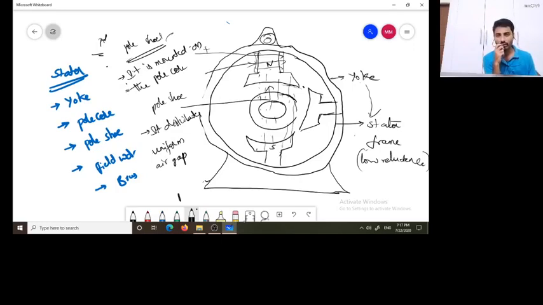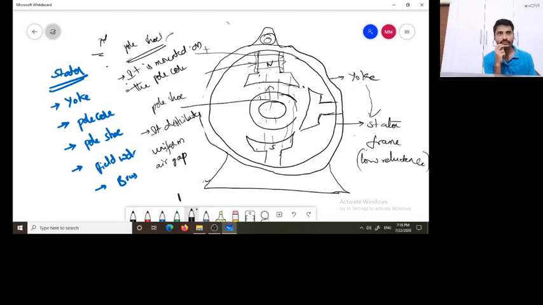This uniform flux distribution is provided by this type of shoe shaped structure. With the help of a pole shoe, we can distribute a uniform air gap between the stator and rotor, so that uniform flux distribution takes place from stator to rotor. So this is the purpose of a pole shoe. Now, what is the purpose of the main pole shoe?